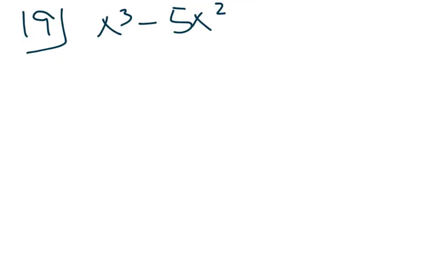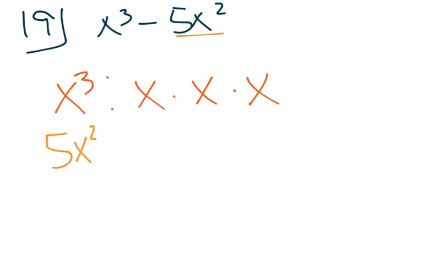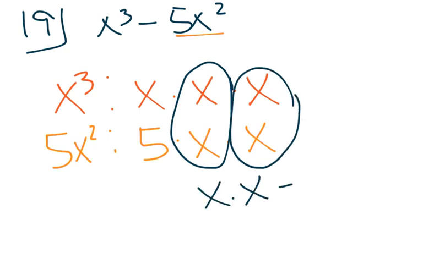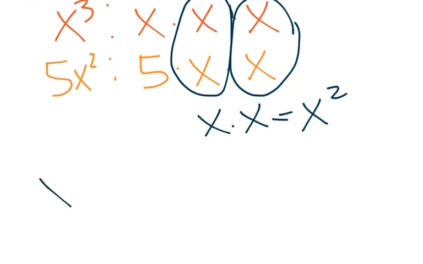Okay, let's look at number 19. So let's break down x to the third. That is x times x times x. Now let's break down 5x squared. That is 5 times x times x. So if you look for what they have in common, they have this x in common and this x in common. And x times x equals x squared. So the number that we're taking out is x squared.